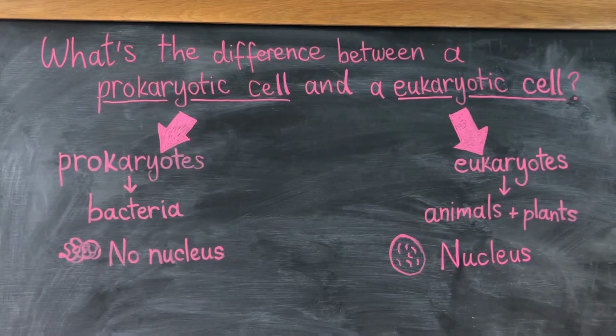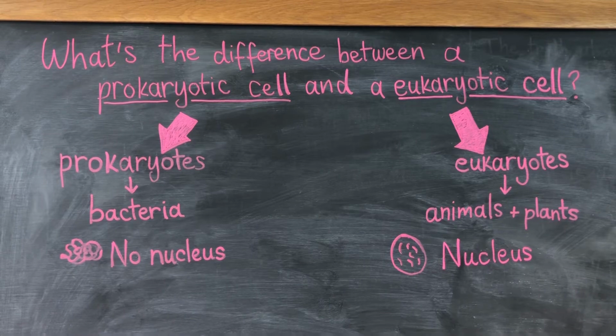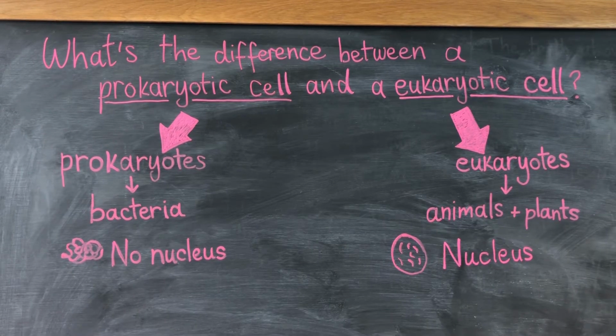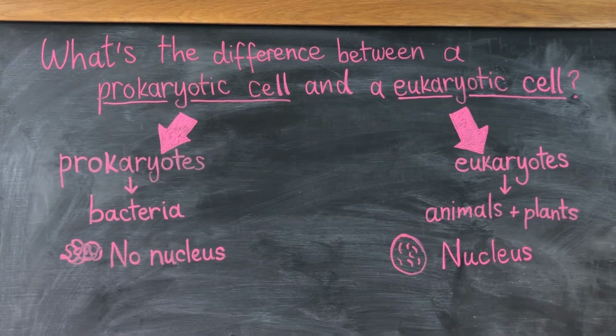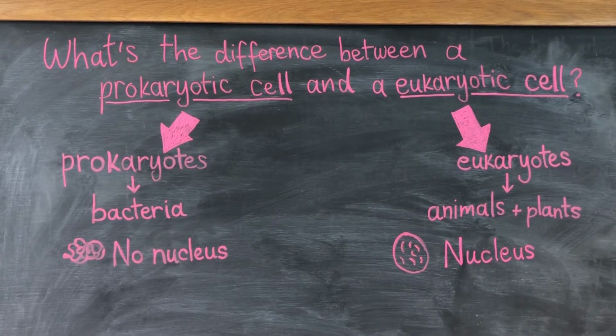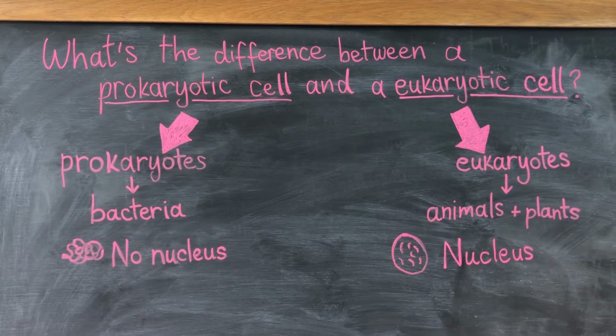The other key difference we saw there is that a eukaryotic cell has a nucleus, and specifically a nucleus with a membrane, whereas the prokaryotic cell has no nucleus.